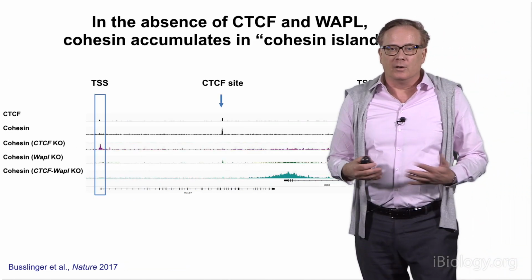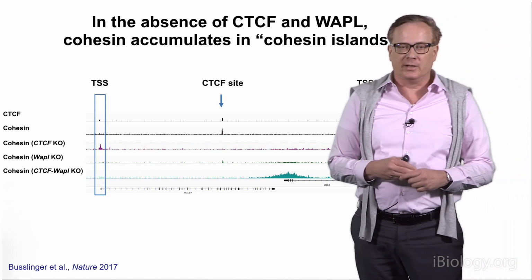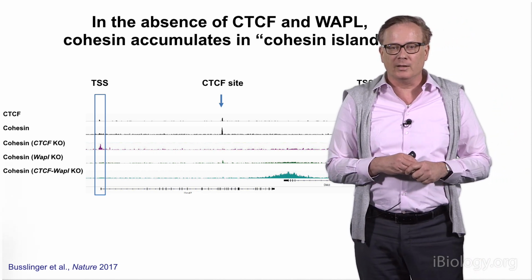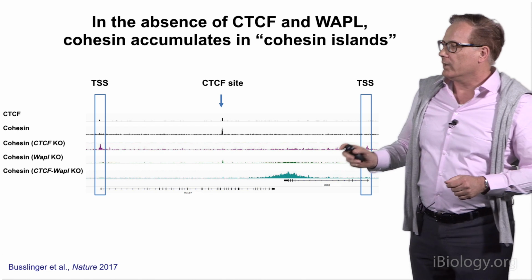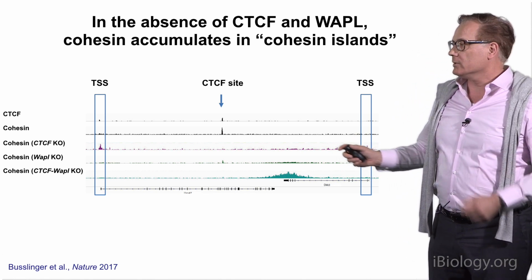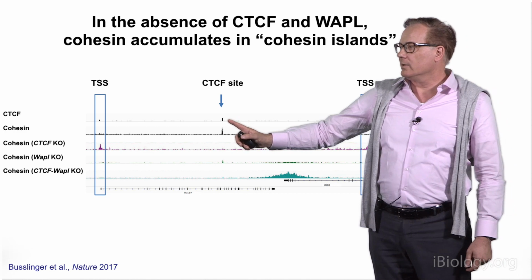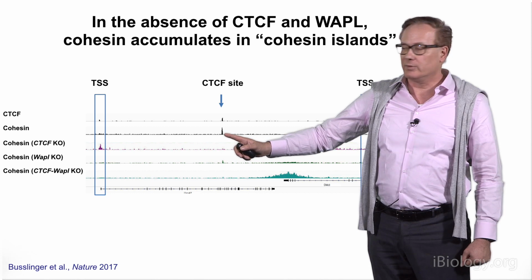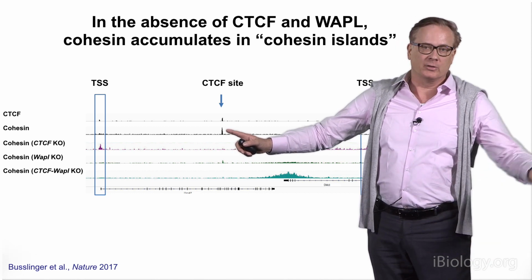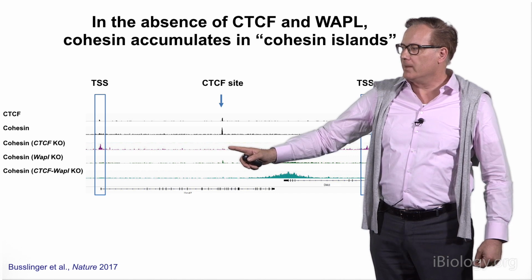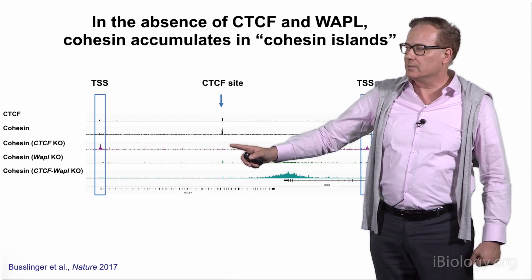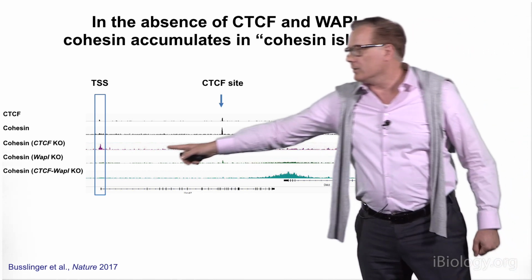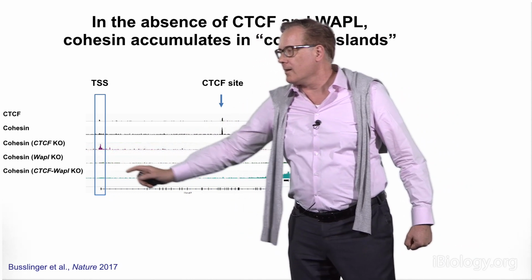Now, that can be seen even more clearly in cells where not only CTCF has been depleted, but also the release factor WAPL. An example for that is shown here, where again you're looking at chromatin immunoprecipitation results, where you're seeing one of many thousand CTCF sites, which normally co-localizes with cohesin, provided that CTCF is there. As I just showed in the previous slide, if CTCF is depleted, then cohesin is no longer accumulating there to the same extent, but now instead accumulates at transcription start sites. One is here, another one is shown there.